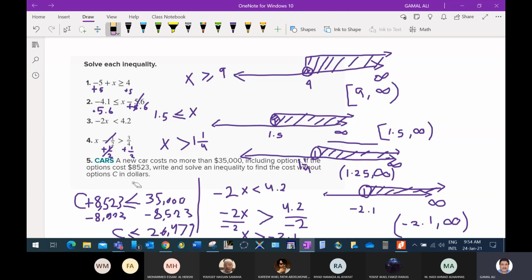So you told him no, I need the car without any option. So you told him if the price of the car with the option is less than 35,000, I want to eliminate the option. So I'll subtract the option from both sides. So the price of the car, or the cost of the car, will be less than 26,000. Is it clear, guys? Is it clear or hard?